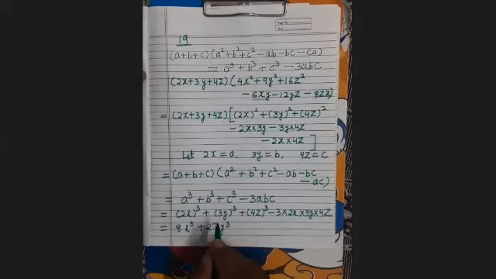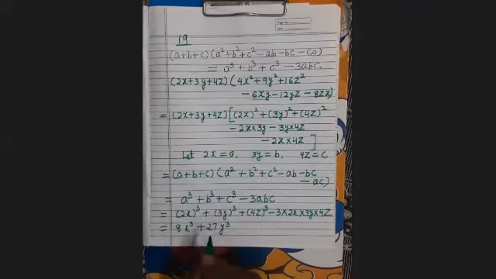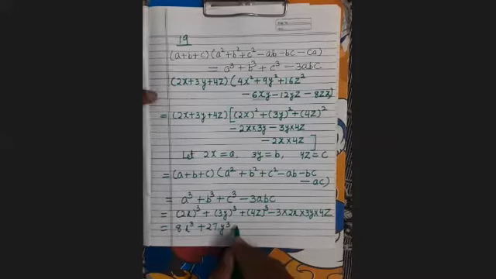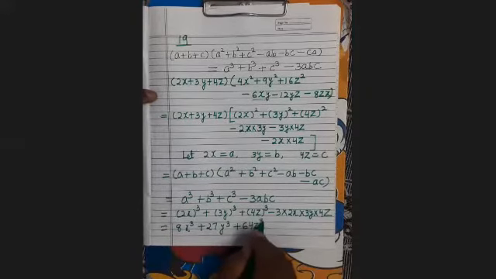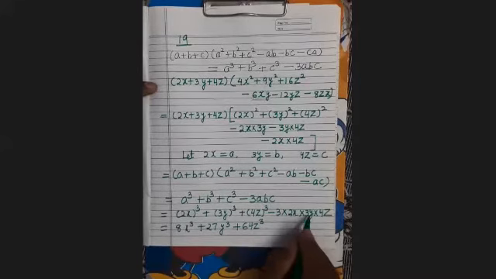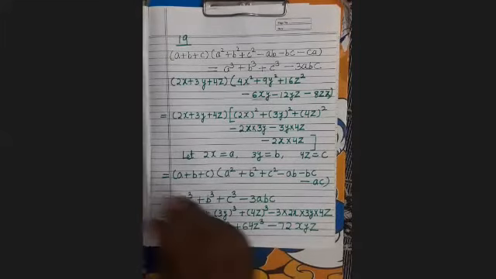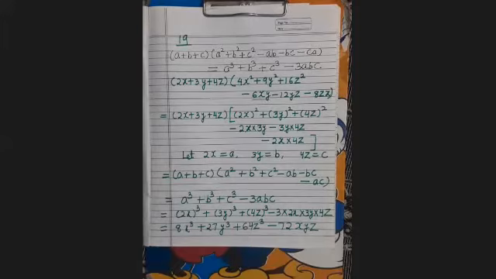Then 4z whole cube is 64z cube. Now it will be equal to what? 3 twos are 6, 6 threes are 18, 18 fours are 72, minus 72xyz. Is it clear?